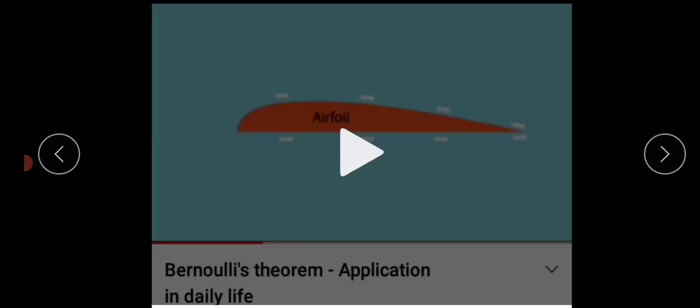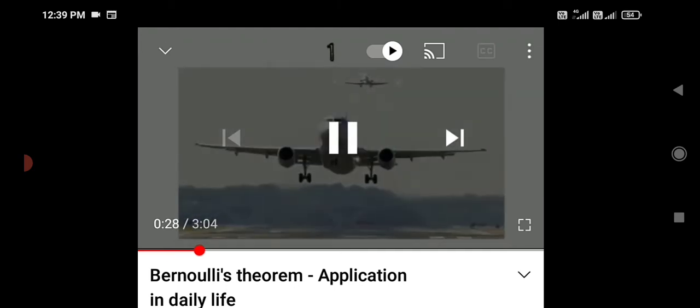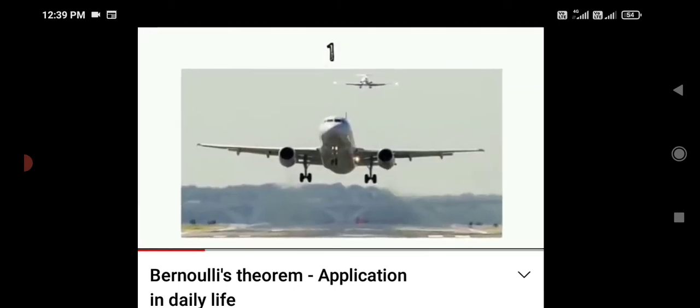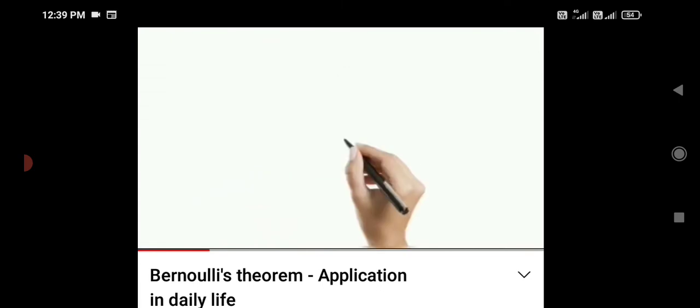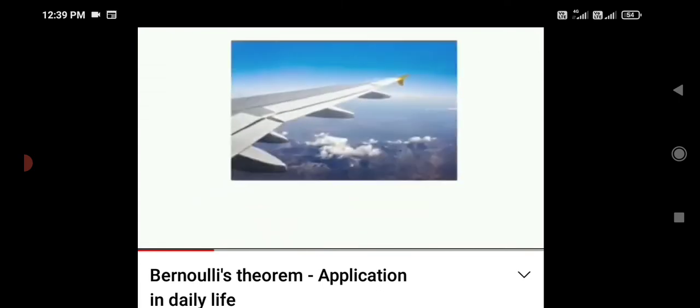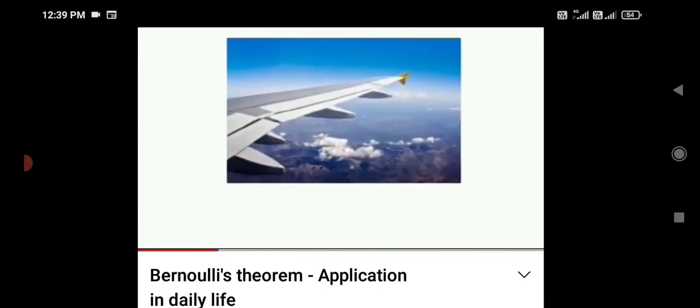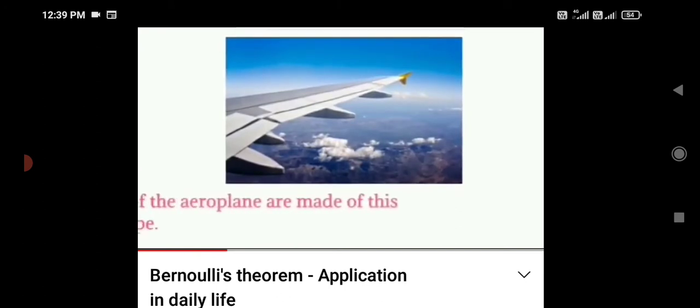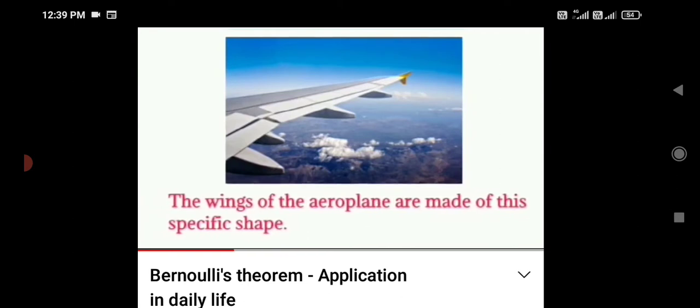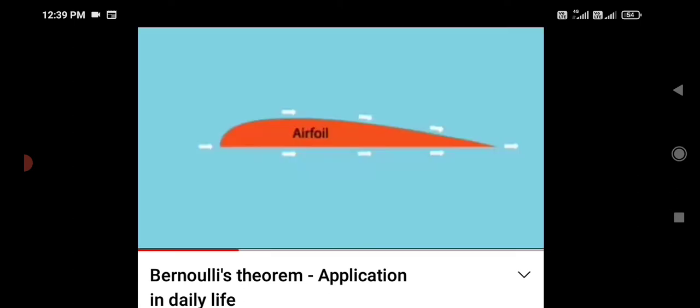What's the first application? Aerofoil. So in aerofoil, what's the design? Mostly in an aeroplane, the top portion of the plane is curved, just like a fish. The bottom portion of the aeroplane is flat. Why? The top portion contains air which has high speed and low pressure than at the bottom.